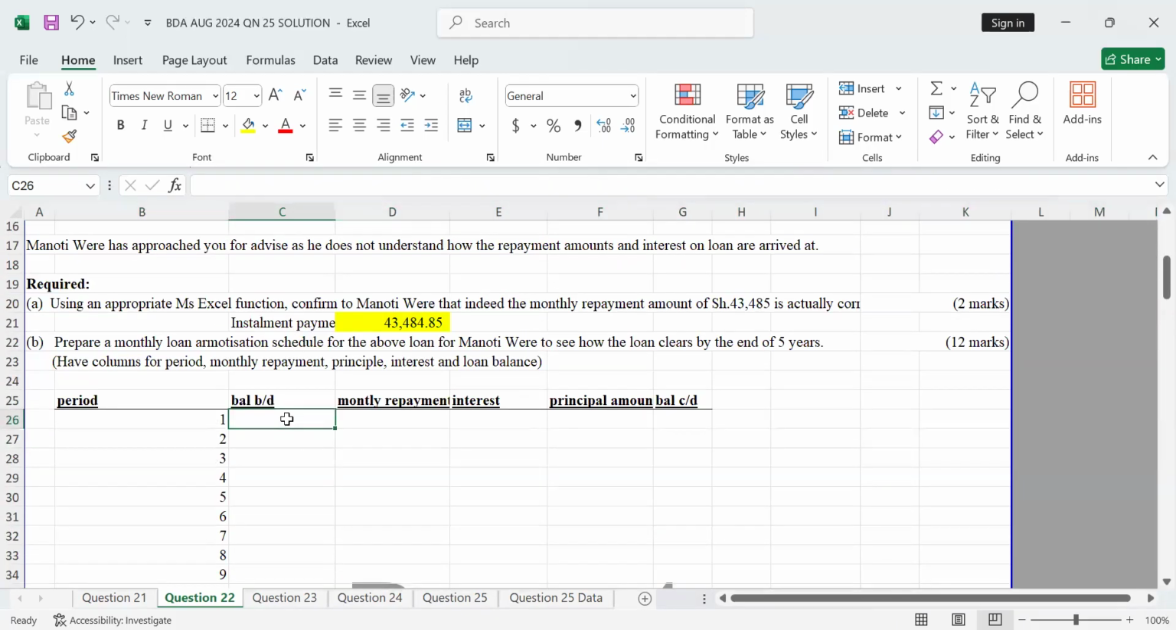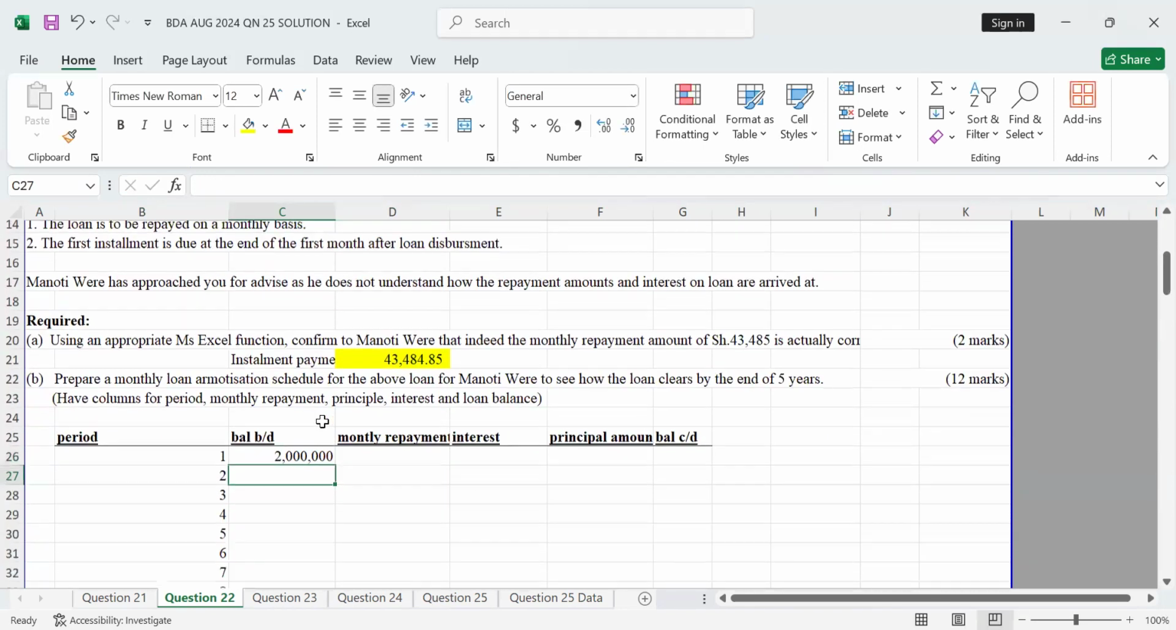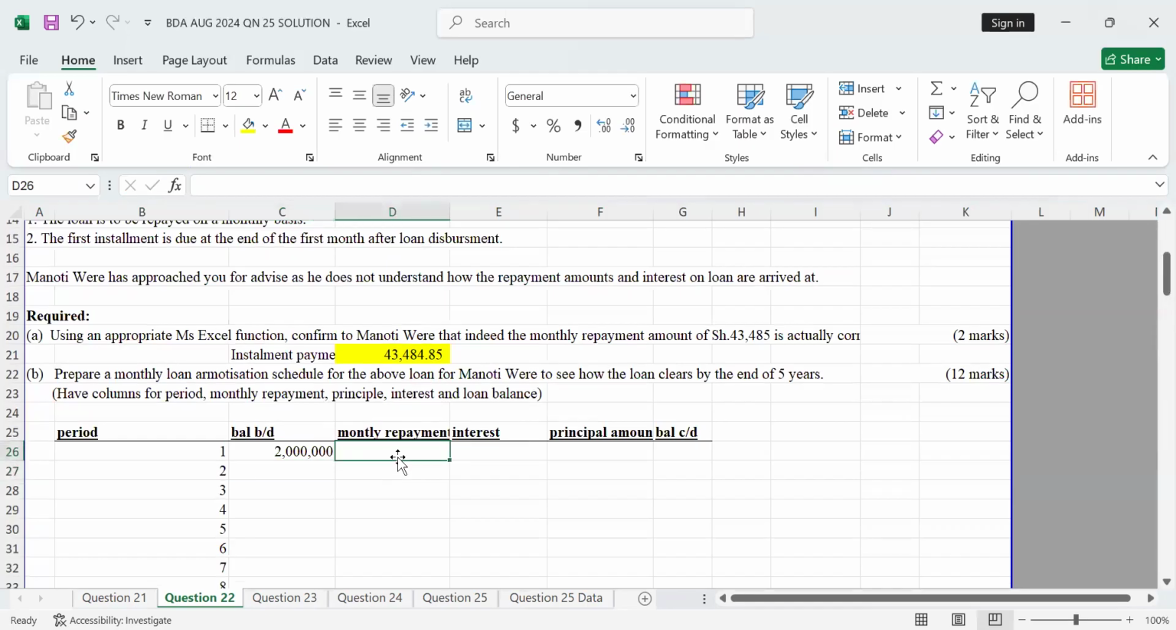So we know the loan balance as at the beginning. We also know the installment, which is the amount that we computed here. That is our installment, so you fix it. To fix, you press F4. If your F4 is not working, press Fn F4. You fix the installment payment.